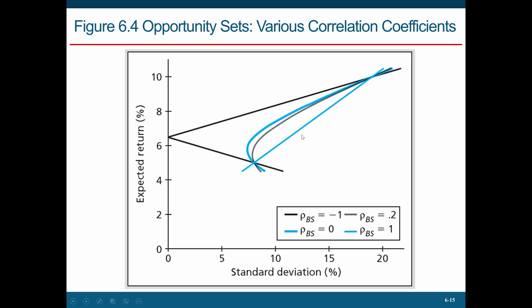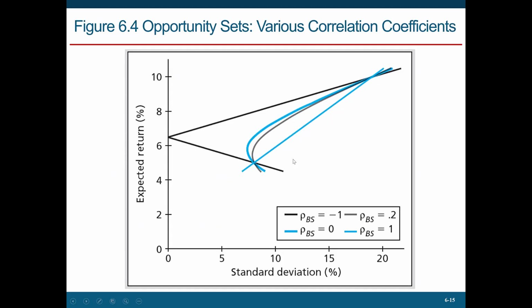Then you go to 0.2 correlation. So that is this gray colored curve here, right? So you're now getting some diversification. Then you reduce the correlation further to 0 and you have this blue curve. So what is happening as you reduce the correlation is that your graph is moving in this direction, right? This direction here.